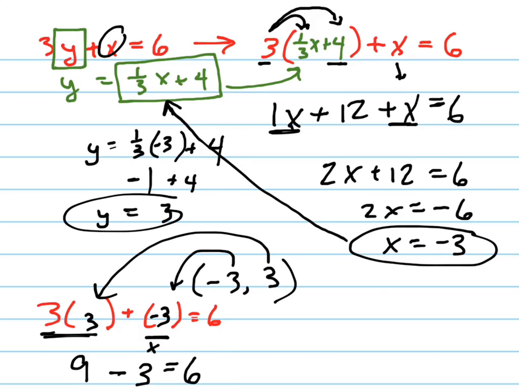Oops, I shouldn't have circled that, because that's not the answer. I was just checking it. This is your answer right here. Negative 3 comma 3. That's how you solve by substitution.